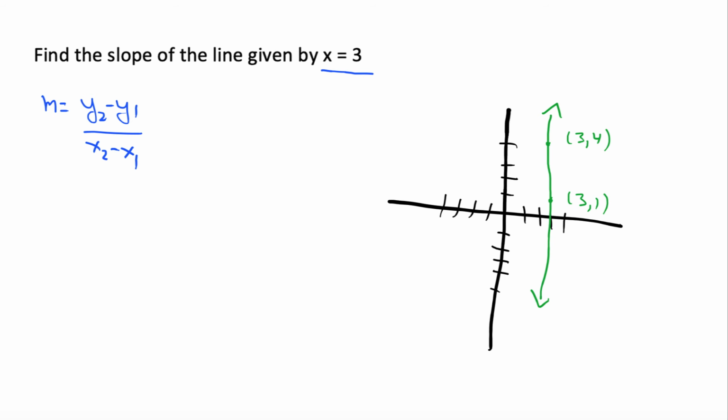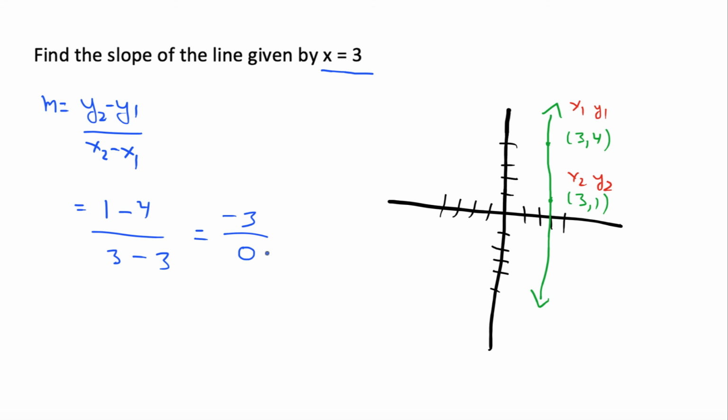Okay, so let's label these x1, y1, and x2, y2, and we'll use these in the formula to get the slope. So we get y2, which is 1, minus y1, which is 4, over x2, which is 3, minus x1, which is 3. And when we do the math, notice what happens here. 1 minus 4 is negative 3. Look what happens on the denominator. 3 minus 3 is 0. We get a 0 on the denominator when we try to calculate the slope.